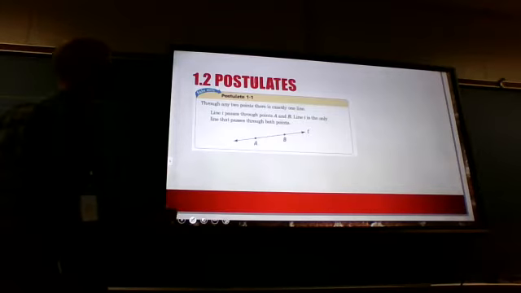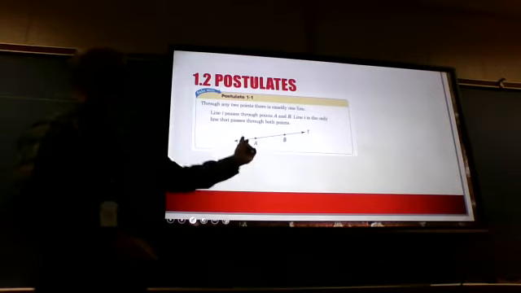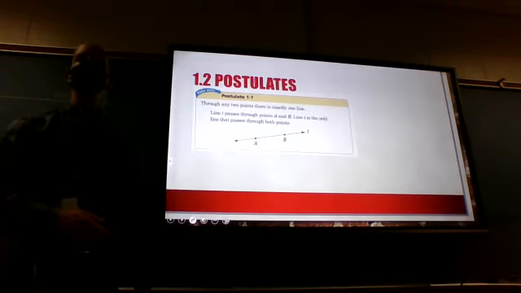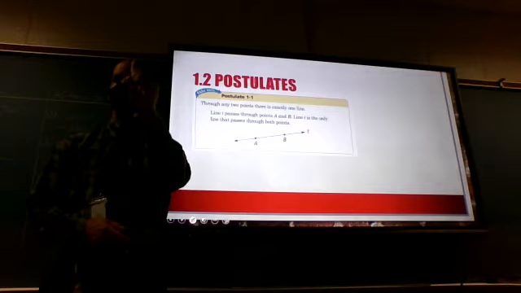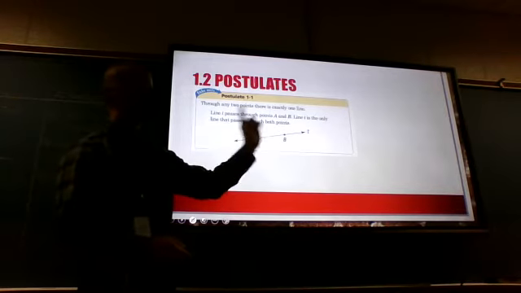Okay, so there were some postulates in this section. There are four of them. Through any two points, guess what there is? Exactly one line. That's what this postulate says. It says through any two points A and B, there's exactly one line.